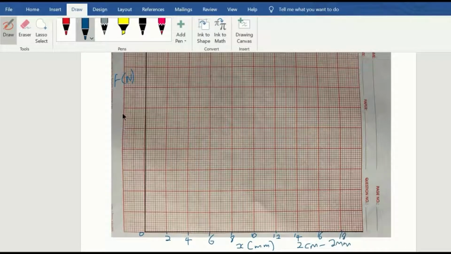Then for my y-axis, in this case the load or the force, I will use a scale of 1 cm to 20 Newtons. So 0 is 1, so here is 20, here is 40. To make my work neat, I will space it after 10 centimeters. So here is 20, here is 40, this is 60, this is 80, it should be 100.